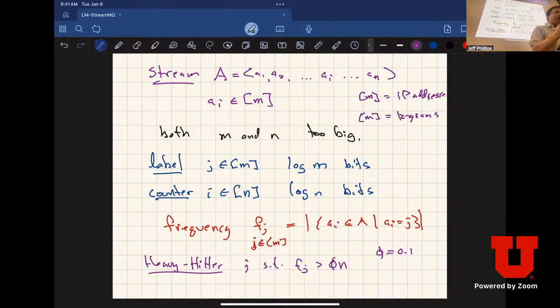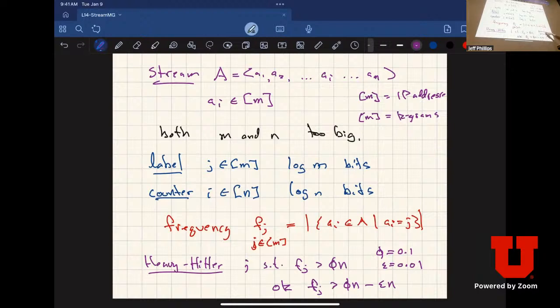Okay, but I'm often allowed, but understanding this threshold exactly turns out to be hard. So I'm going to say it's okay if I might accidentally return it if fj is greater than phi of n minus epsilon of n. And we're going to think of epsilon as 0.01.